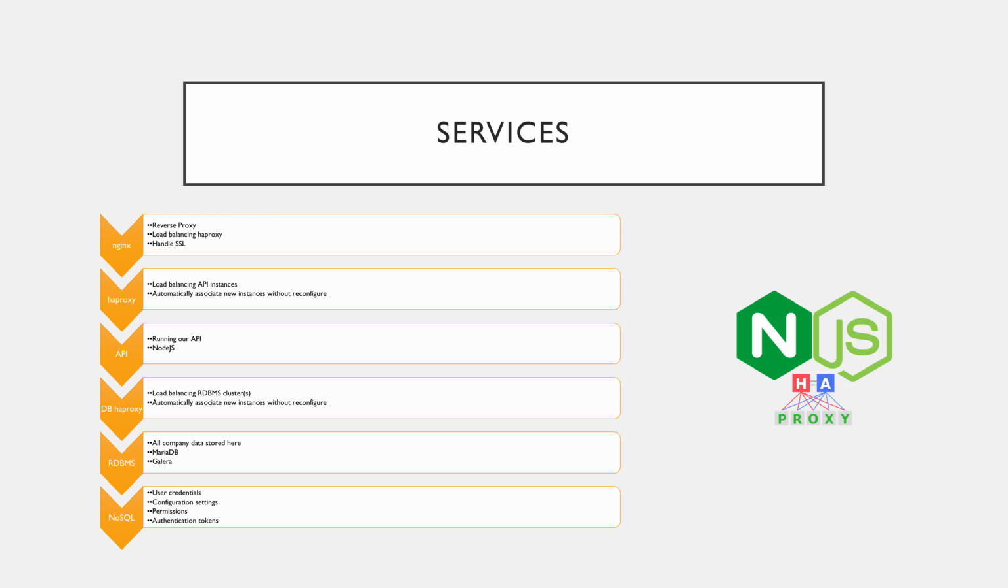So the reason I'm using HA proxy in between Nginx and the API layer is that HA proxy has a very good system for automatically associating new instances without having to reconfigure HA proxy and restart it. It also automatically knows when an API instance has died, and it will no longer route traffic to it. So it's quite a bit smarter in that aspect than Nginx is, at least in our use case. Nginx is just serving as a dumb load balancer that always assumes that the HA proxy load balancers are up.